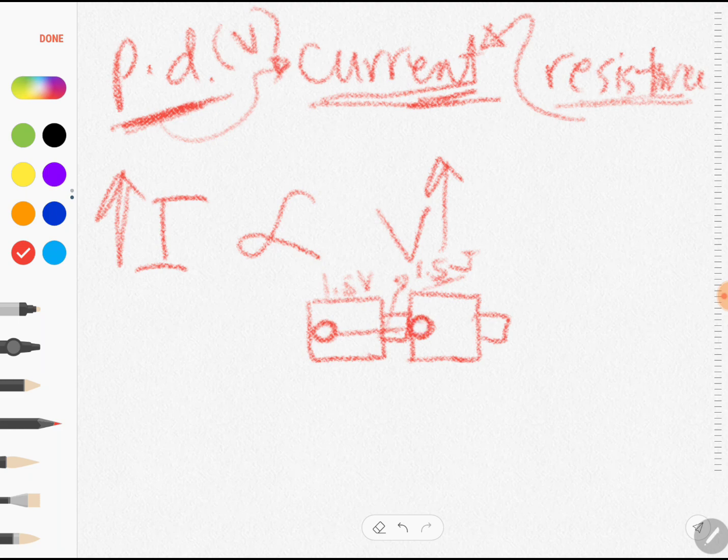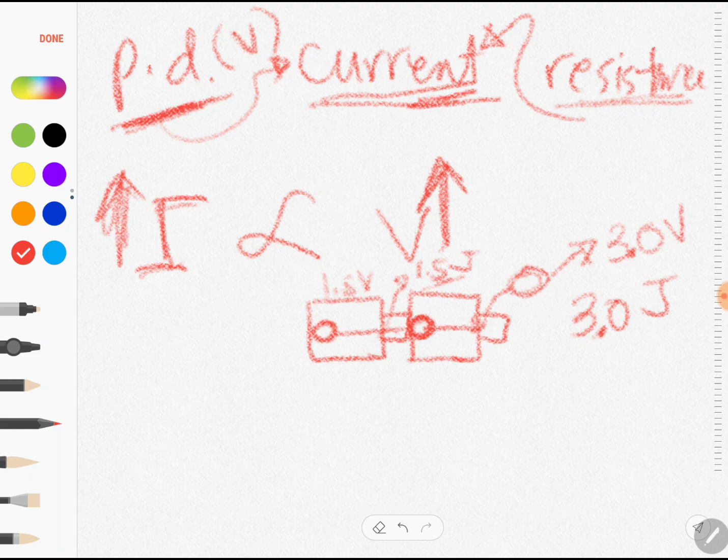And this battery again will do work on this charge in pushing it from the negative terminal to the positive terminal. And when it comes out, how much energy does this charge carry now? This charge now carries 3 volts of energy. Oh, I'm sorry, 3 joules of energy. Okay, so it makes sense. The higher the PD, the greater the current.